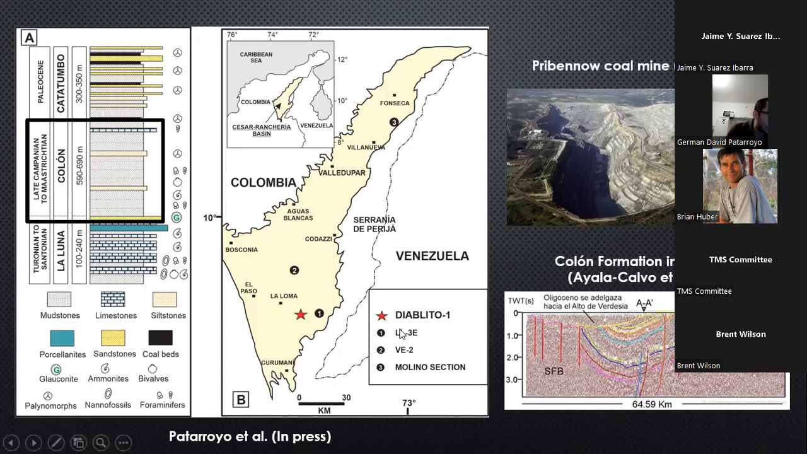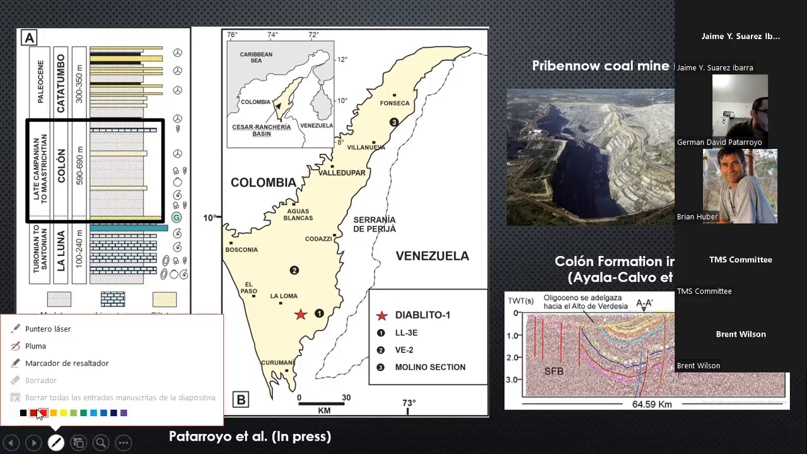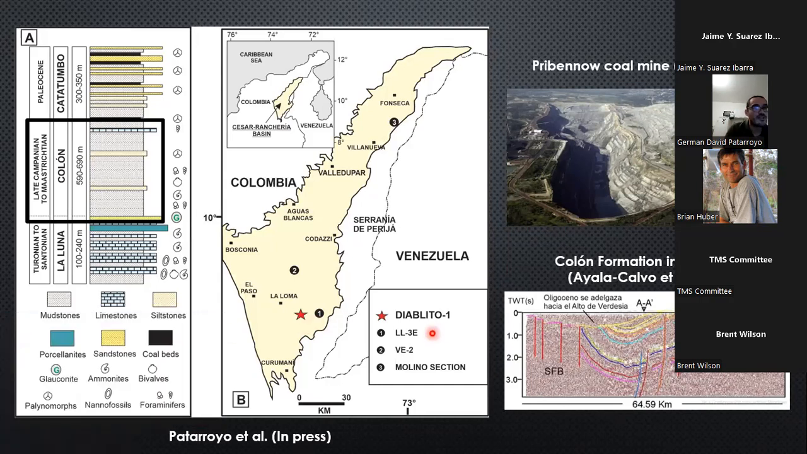I need a pointer. Okay, so in this map, we have this area. The number 3 is the classic locality of the Molino section, the locality that Martinez used to calibrate the zones of Cushman and Herbert. And the red star is Diablito. And with Diablito, the idea was to try to analyze all the Colón Formation. It was the original idea.